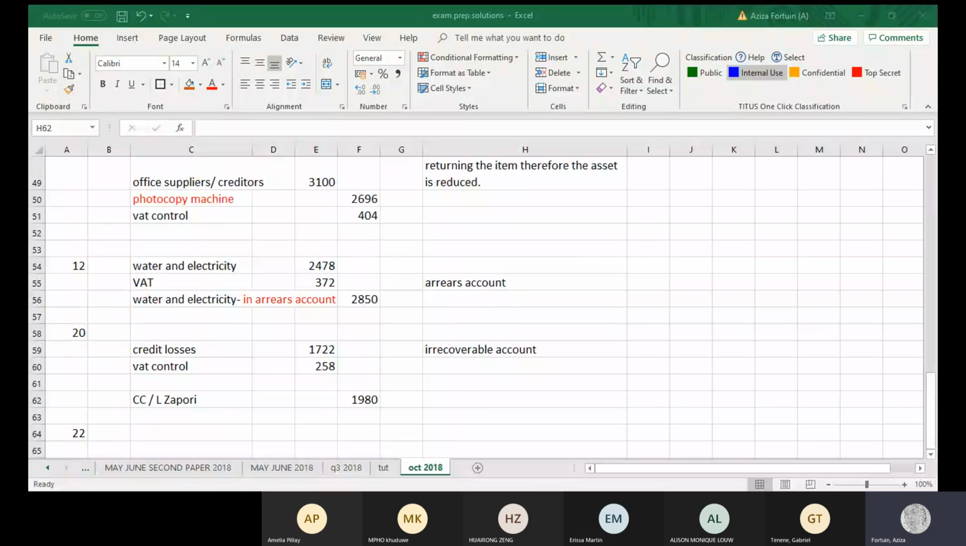Okay. So what are we going to debit? And what are we going to credit? We're going to debit investments. Okay. Investment, with how much? That's the part I'm not sure of.